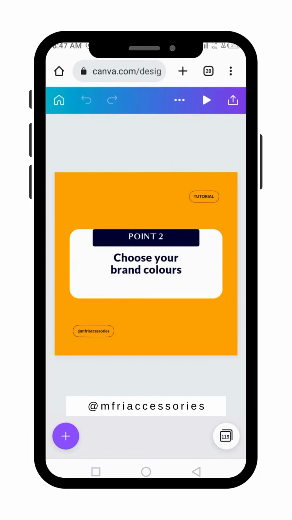So the second thing you want to take note of is to choose your brand colors. Of course, you can't design without colors, right? So you choose your brand colors, and bear in mind that colors have meanings. They have their interpretations. So before choosing any color, make sure that it is in line with your business. Yes, I'm assuming I'm speaking to a business owner right now. Make sure the color you are choosing is in line with your business, as something that represents your business.